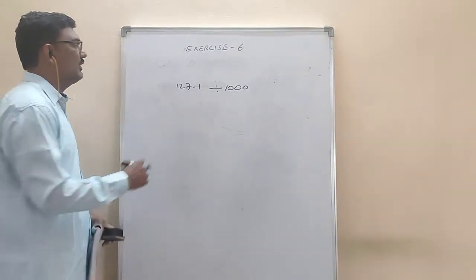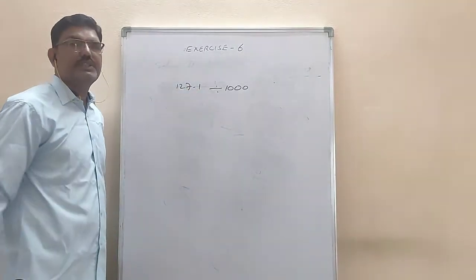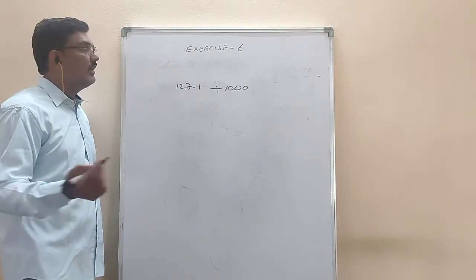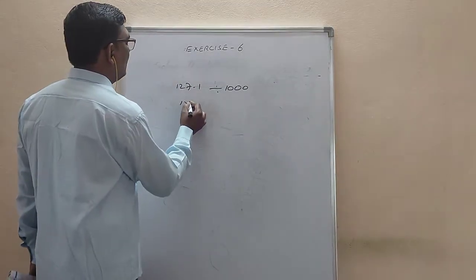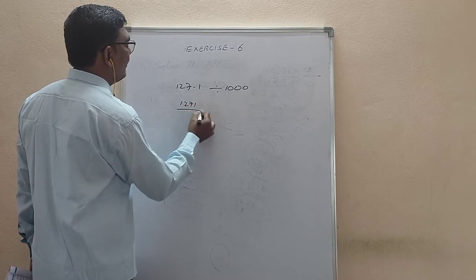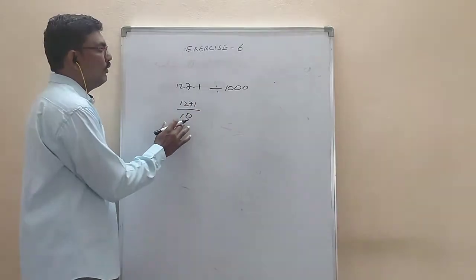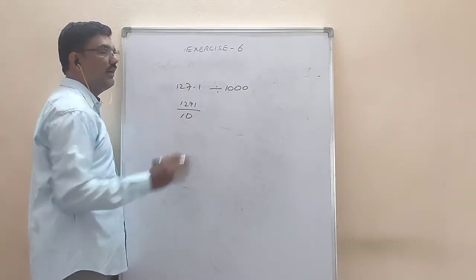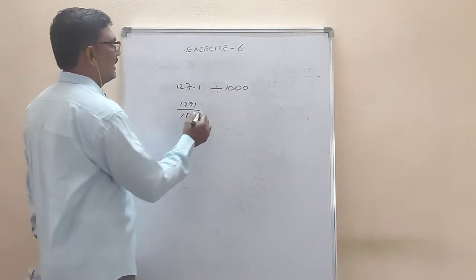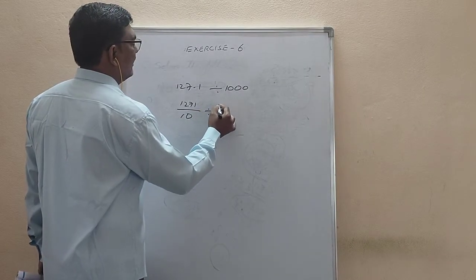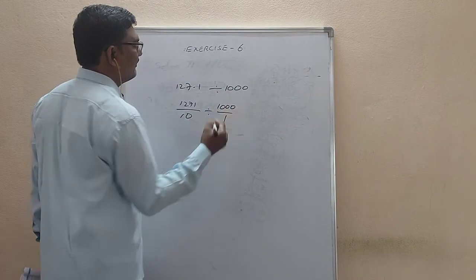First step, what I said to you: the decimal number should be changed into a rational number. So 1271 by 10. Why did I write 10? After the point you have only one digit, so you have to keep 10 here. 1000 means 1000 by 1.